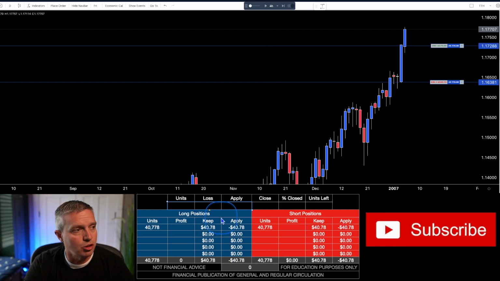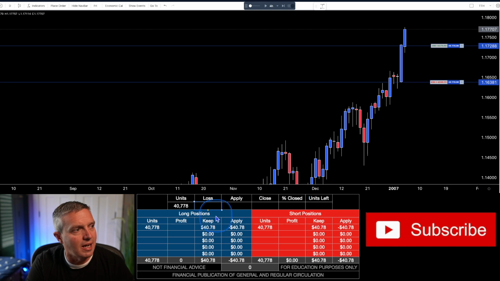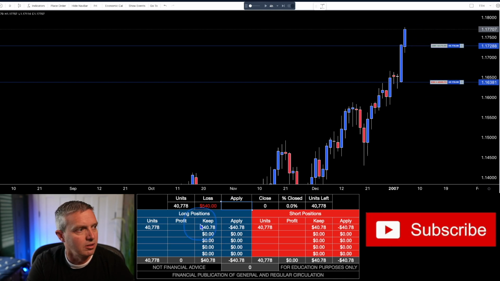Okay, another trim. We are going to trim again on that bottom side. We've got 40,778 units. That's currently $540.72 out of the money. So we're going to put 540 right here. Our top side is in the money, $170. So to find out how much we're going to trim that, we'll put $170 in profit.